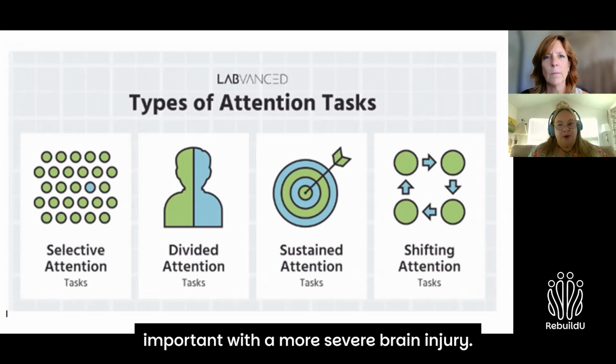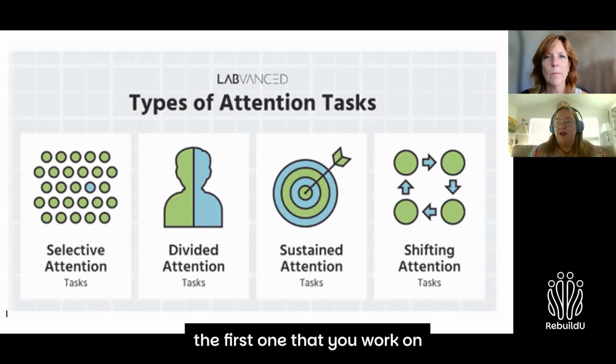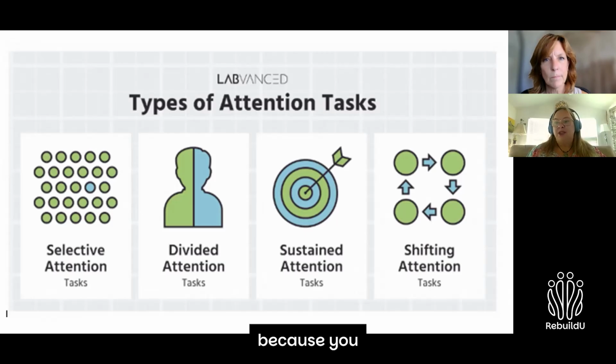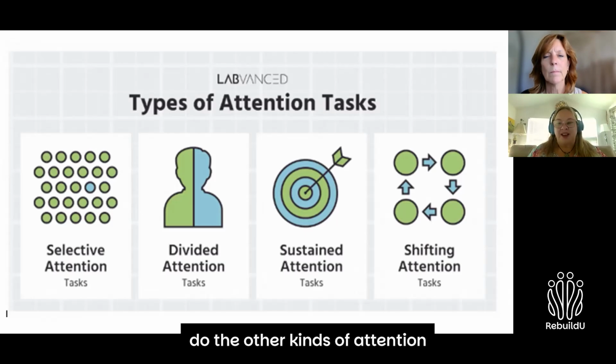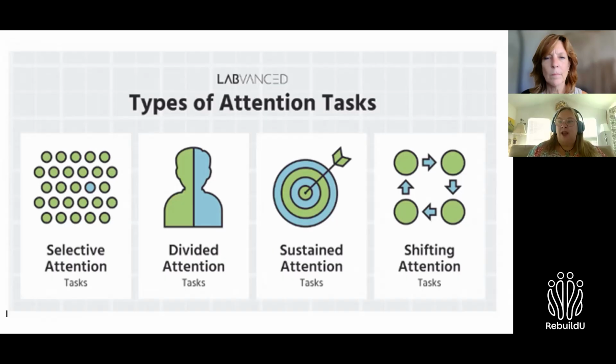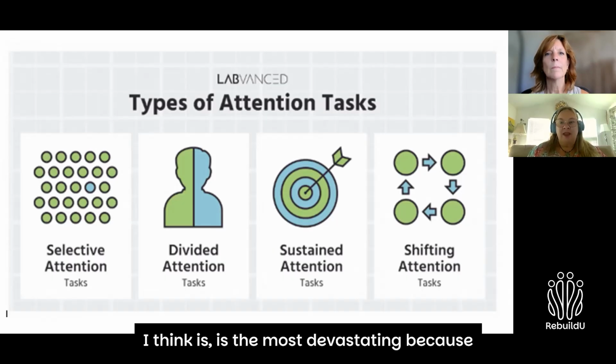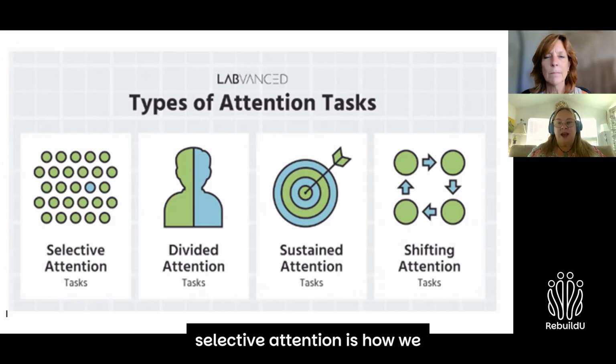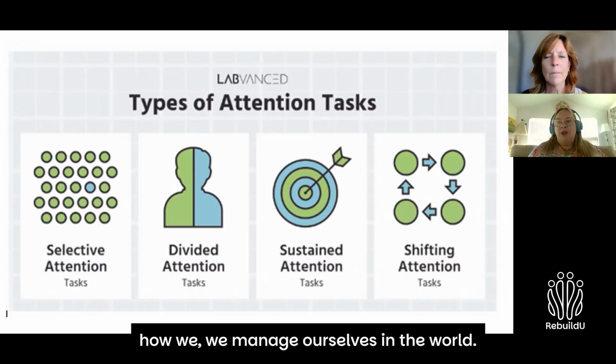Well, they're all pretty important. With a more severe brain injury, the first one that you work on is the focused attention and sustained attention, because you certainly can't do the other kinds of attention if you can't first focus for a duration of time. But for mild brain injury, selective attention, I think, is the most devastating, because selective attention is how we manage ourselves in the world.